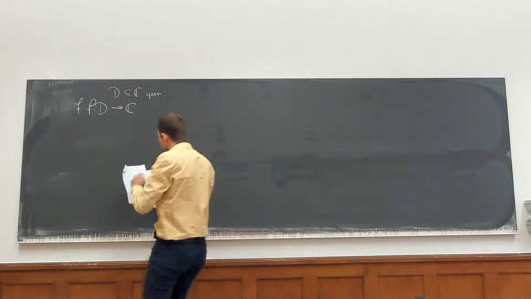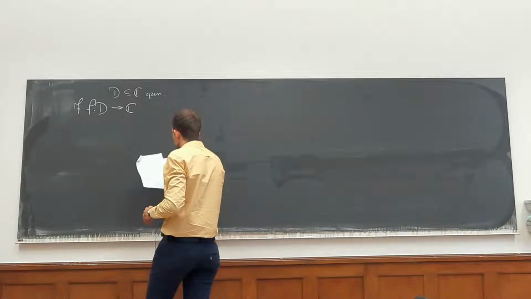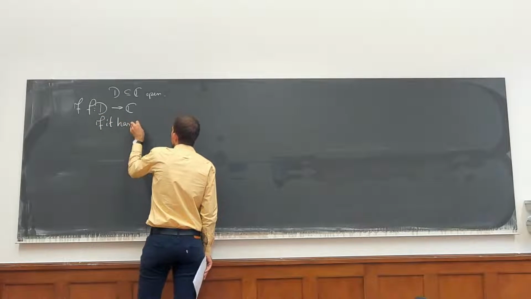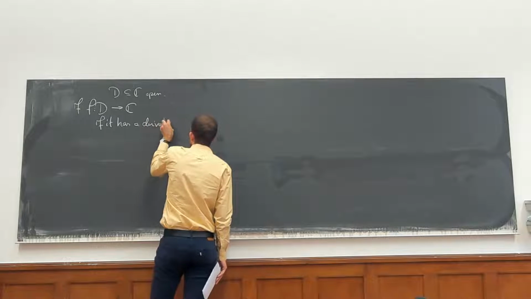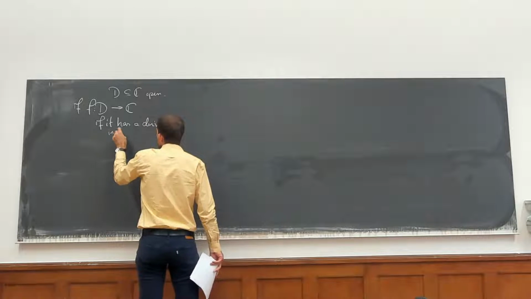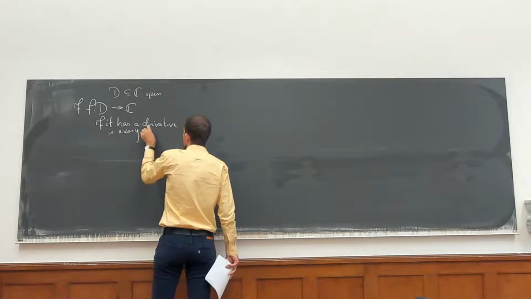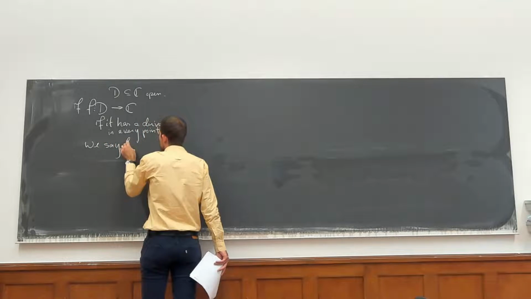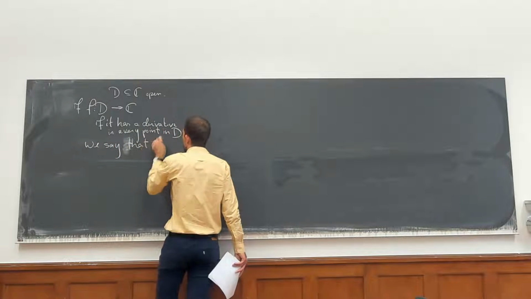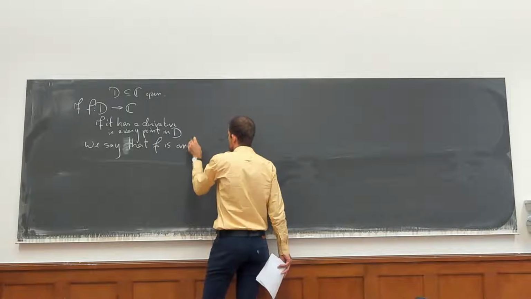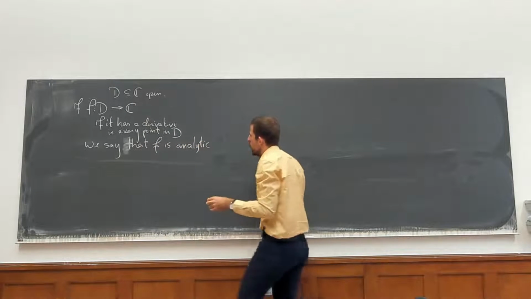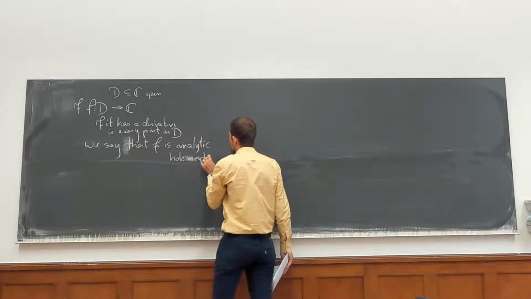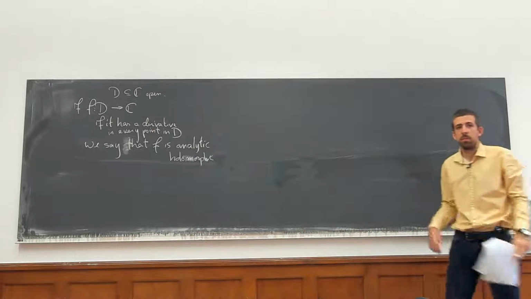So it's all the same. But okay, let's say we have some function from the complex numbers. If it has a derivative in every point in D, we say that f is analytic, or that it is holomorphic. These are essentially used interchangeably.